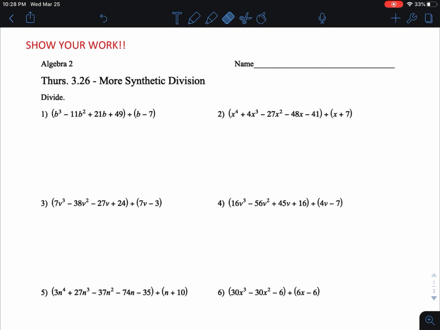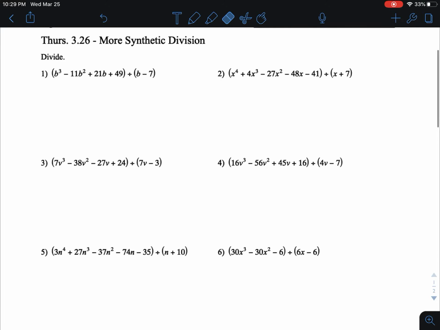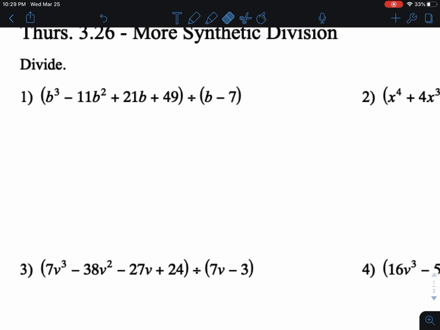You will have an assessment on Friday. Still working out how that's going to look, but you will have an assessment on Friday. So just giving you a heads up on that. All right, so there's 10 problems on this, but I'm going to do 2 of them for you. So you guys only have 8 to do for today. All right, so we're going to start with number 1.